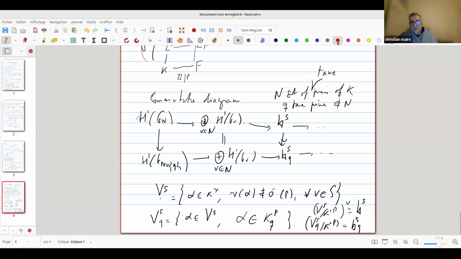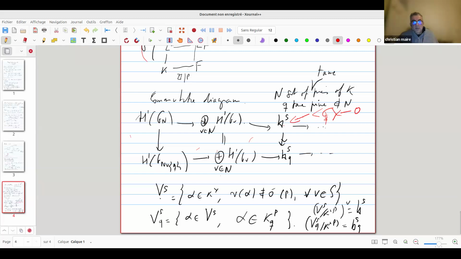Okay, so the kernel of this map here. It's as I did before. Oh, I lost my stylus. Okay, it's here. So the kernel of this map here is just generated by the Frobenius at Q, in fact. Because here, locally, the decomposition group is trivial at Q, so it's exactly the decomposition group.